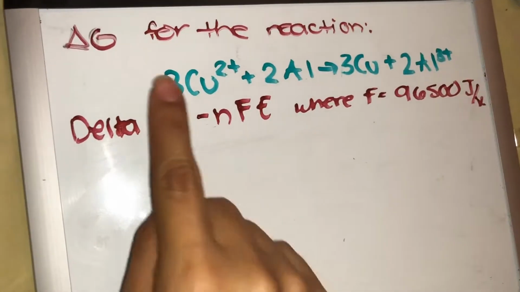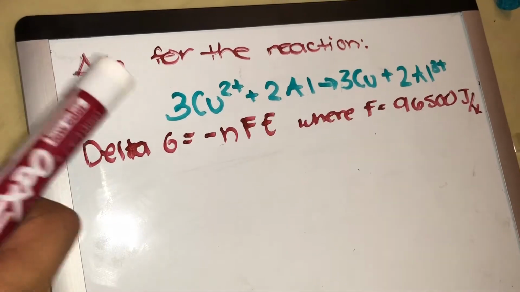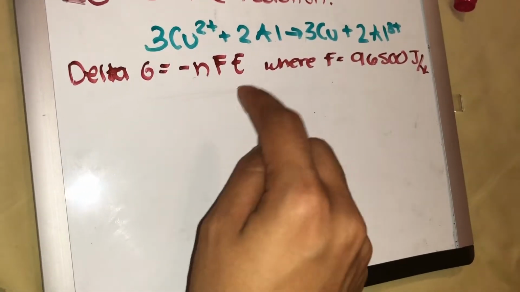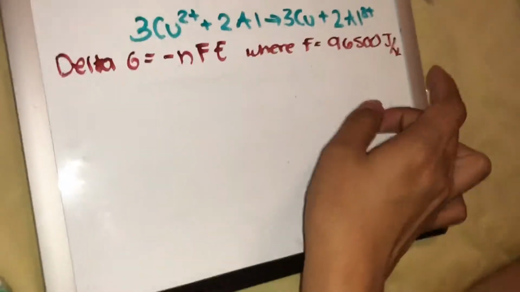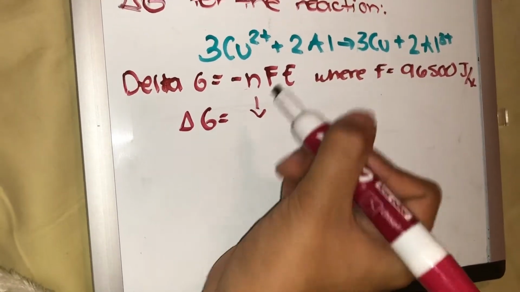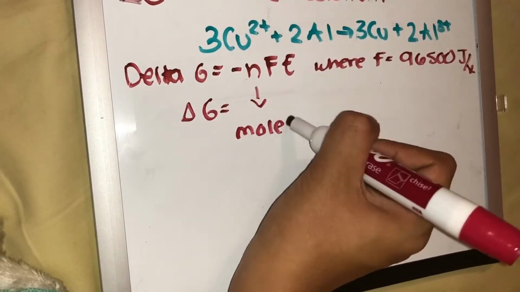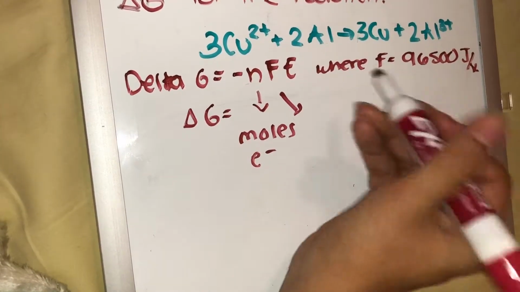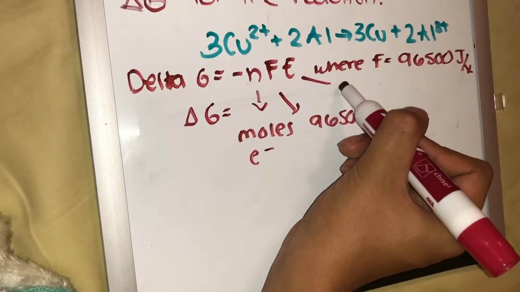This next problem, we are still going to use the same reaction, but now we're looking for delta G. We are given that delta G is equal to negative nFE, where F is 96,500 joules per volt. Well, we know that the equation for delta G will be equal to negative n, the number of moles of electrons, F, which is Faraday's constant, 96,500, and this is a constant, and the cell potential.